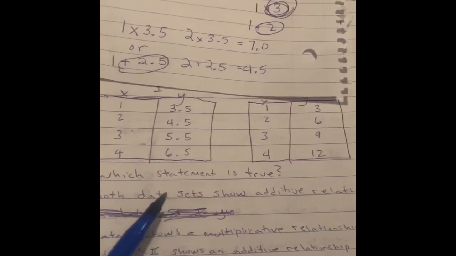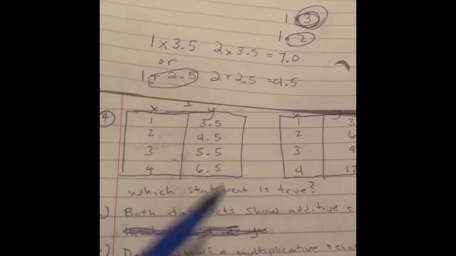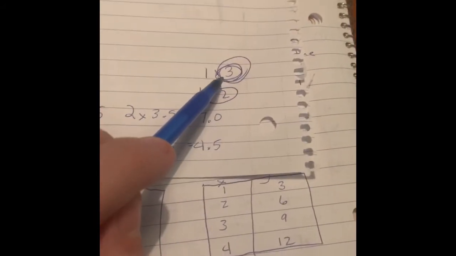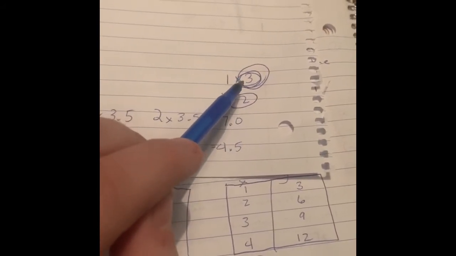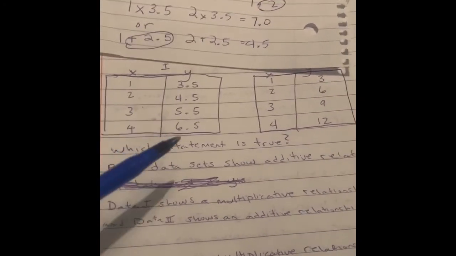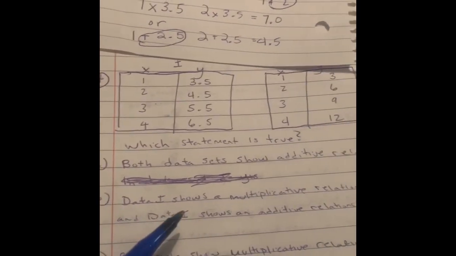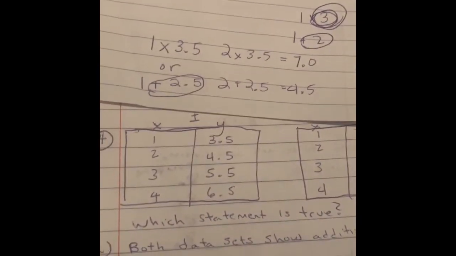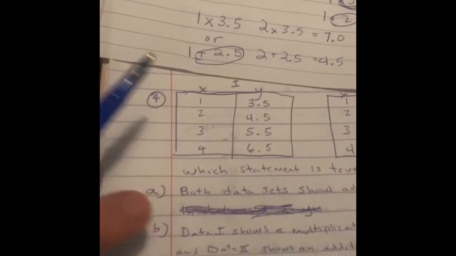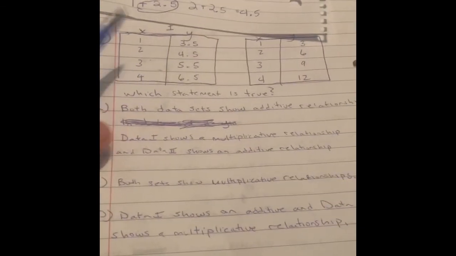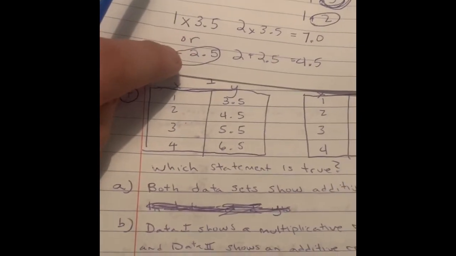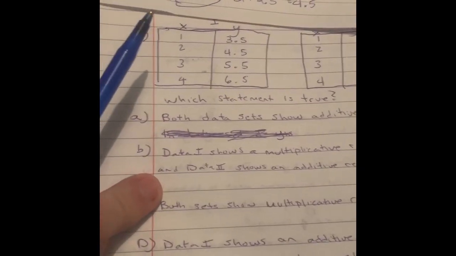Both data sets show additive relationships. This one shows an additive relationship because we are adding. This one does not show an additive relationship because we are multiplying. So A is not right. B, data 1 shows multiplicative and data 2 shows additive. If it says data 1 shows multiplicative, we know that data 1 is showing additive, so B is incorrect. Answer choice C, both sets show multiplicative relationships. Well, this one shows additive, so once again, we know C is not correct.